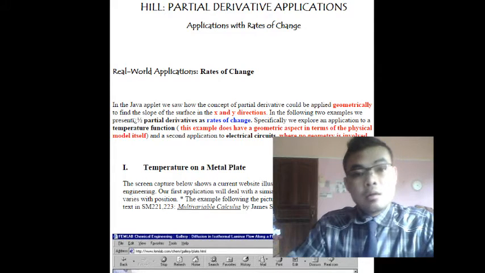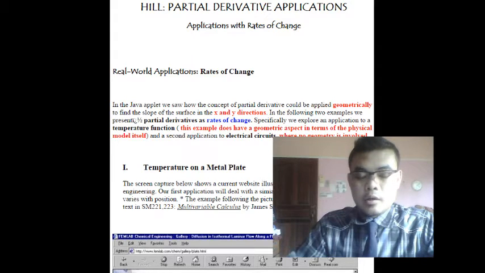Today we will explain chapter 1 of Mathematics Engineering 3 in the UTHM module, semester 1. Now I will explain the partial derivative.